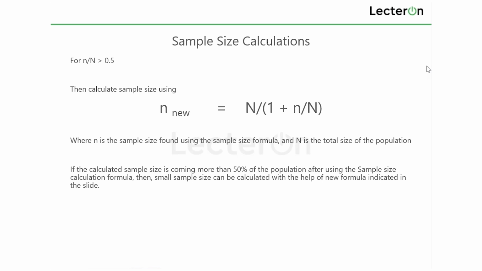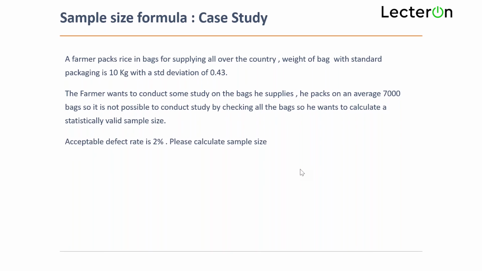Okay, here we go. Let me know when you're able to see the slide which has the sample size formula case study. All right, great. So here is a case study. A farmer packs rice in bags for supplying all over the country. The weight of a bag with standard packaging is 10 kg with a standard deviation of 0.43. The farmer wants to conduct a study on the bags he supplies. He packs on average 7,000 bags, so it is not possible to conduct the study by checking all the bags. So he wants to calculate a statistically valid sample size. For the farmer, the acceptable defect rate is 2%. So we need to calculate the sample size here.